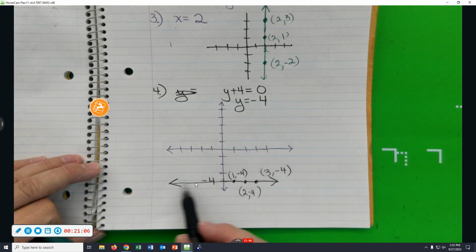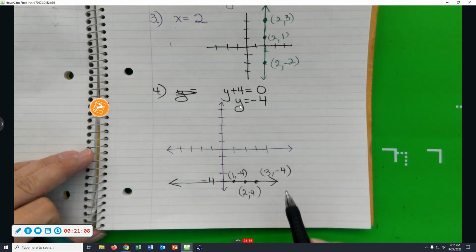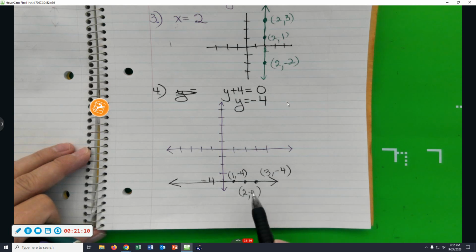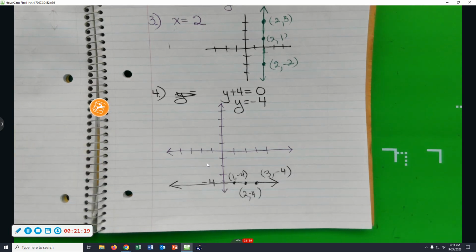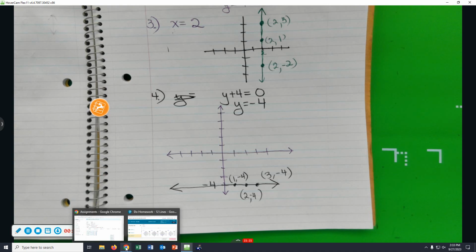Every point on this line has a y coordinate equal to what? That's correct. The line we drew is the line that contains every point on the xy grid with a y value of -4. Any questions there?